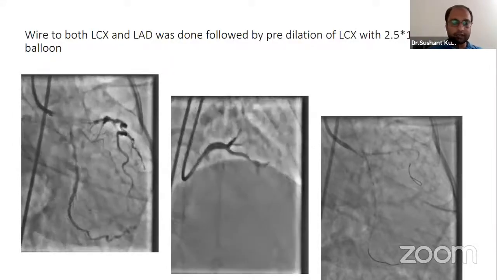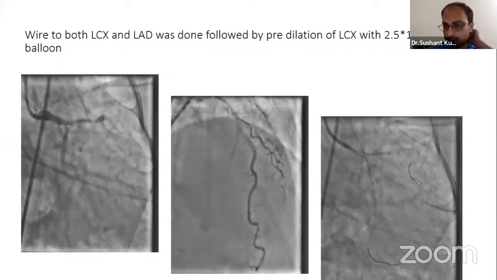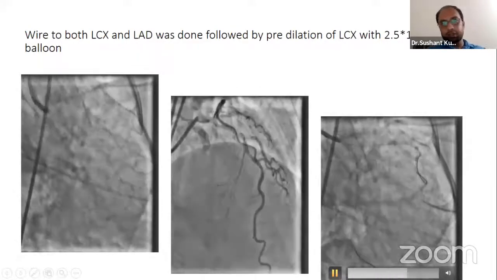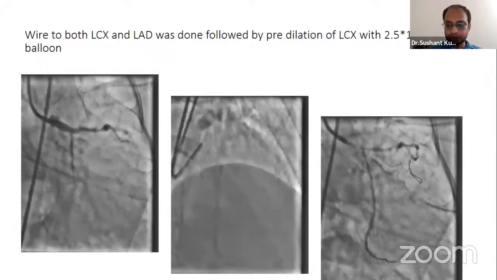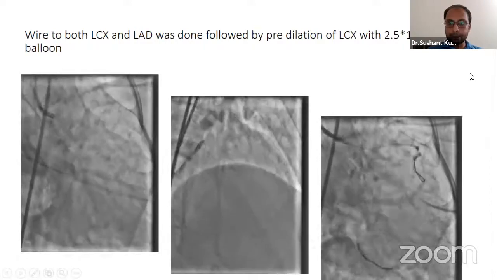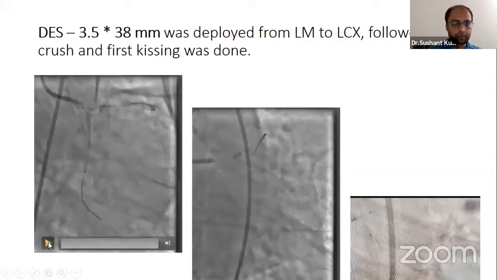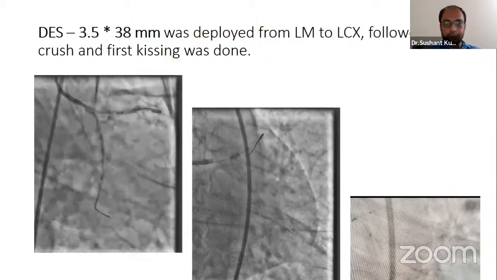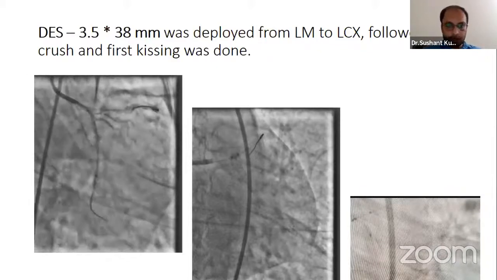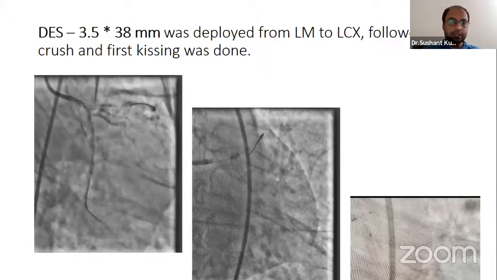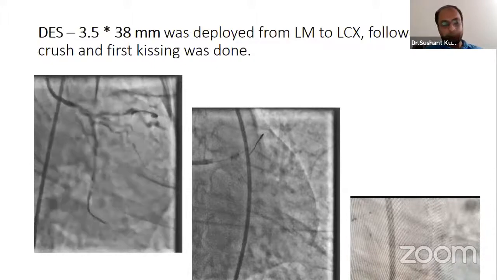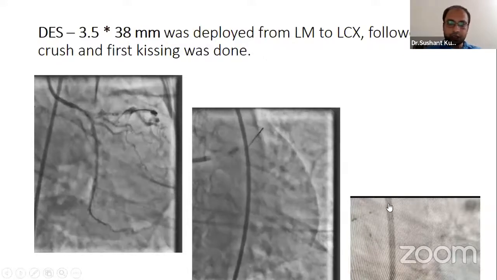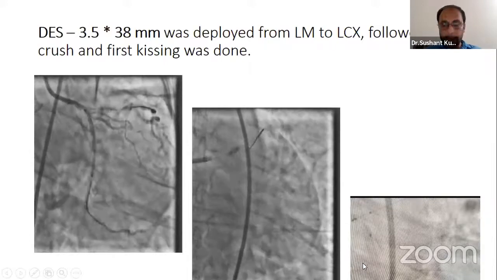We pre-planned a technique for this, either directly going for a dedicated bifurcation stent or another technique. We chose the DK crush as the technique. We wired both vessels, along with pre-dilation of the LCX lesion. A DES of 3.5 by 38 mm was deployed from the left main with minimal protrusion in the left main, just covering the LCX ostia. Actually, the plan was to do a mini crush, followed by the crush. Again, the wire was recrossed into the LCX lesion, followed by the main first kissing.